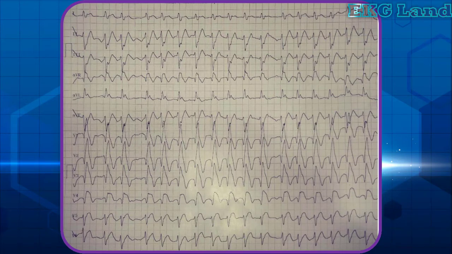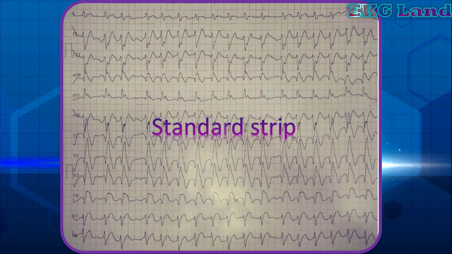What is your plan? Like before, to make a proper interpretation, we are supposed to apply the 10-step approach. Let's start with the first step, that is standard values. Here, the calibration marker is 2 large boxes tall and 1 large box wide, and therefore is standard. So, this is a standard electrocardiogram. Second step is cardiac rhythm.